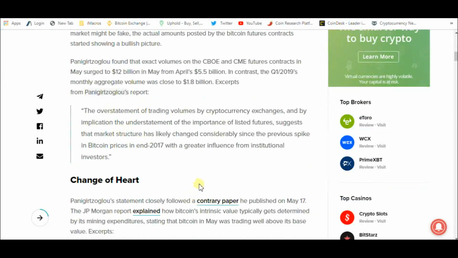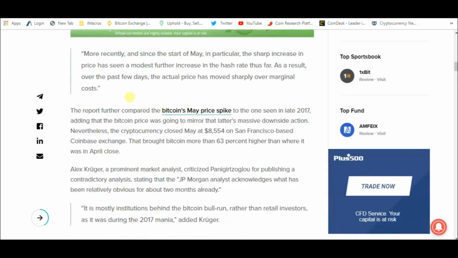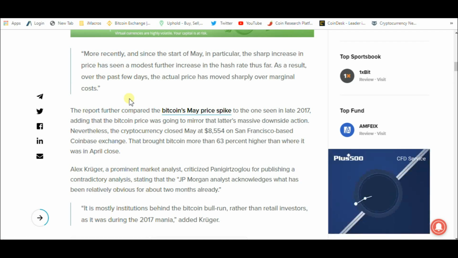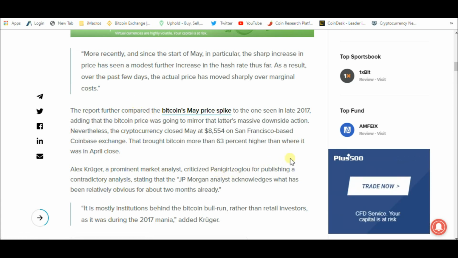And then down here he says, the overstatement of trading volumes by cryptocurrency exchanges, and by implication the understatement of the importance of listed futures, suggests that market structure has likely changed considerably since the previous spike of Bitcoin prices in the end of 2017, with a greater influence from institutional investors. Change of heart. He says, more recently, and since the start of May in particular, the sharp increase in the price has seen a modest further increase in the hash rate thus far. And as a result, over the past few days, the actual price has moved sharply over marginal costs.